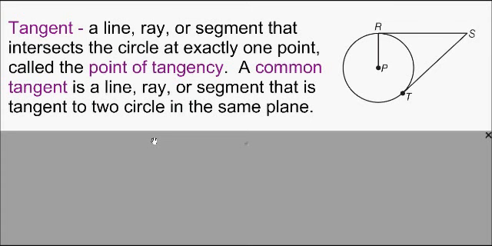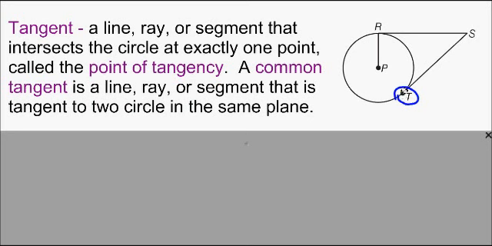So a tangent is a line, ray, or segment that intersects the circle at exactly one point, which is called the point of tangency. So you can see right here, we actually have two tangents. One of them is right here. Point T is a point of tangency because ST touches the circle, intersects the circle at exactly one point.